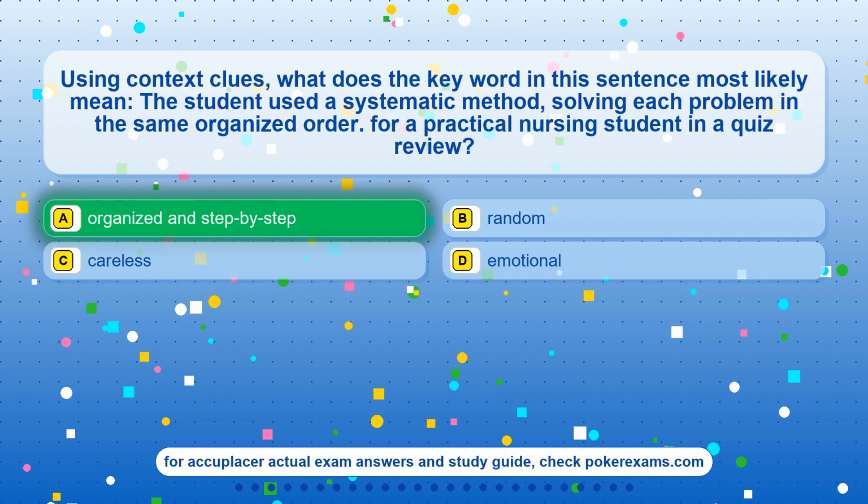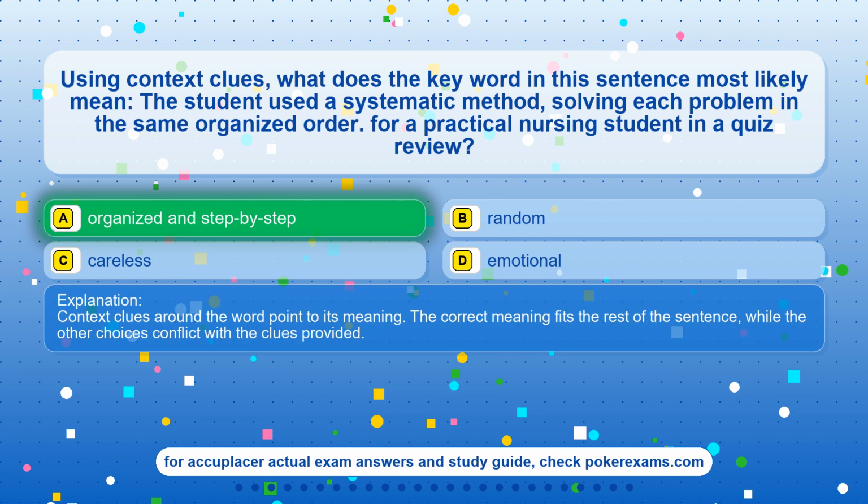The correct answer is option A. Organized in step-by-step order. Context clues around the word point to its meaning. The correct meaning fits the rest of the sentence, while the other choices conflict with the clues provided.